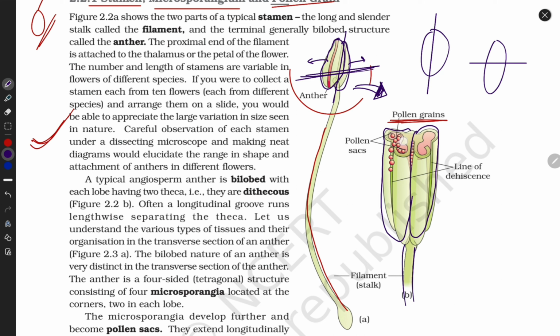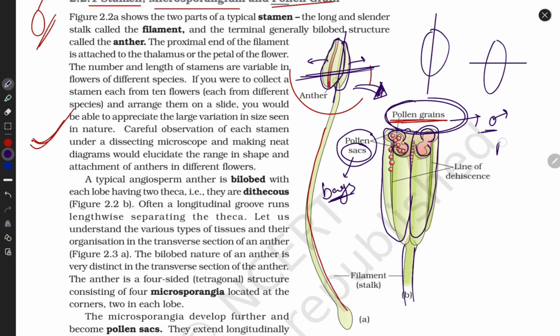They have pollen sacs, and pollen sacs are sac-like, bag-like structures. They produce pollen grains, which are the main male sex particles. Have you heard this term, pollination? Yes, you are familiar with this term. Pollination means transfer of pollen grains.